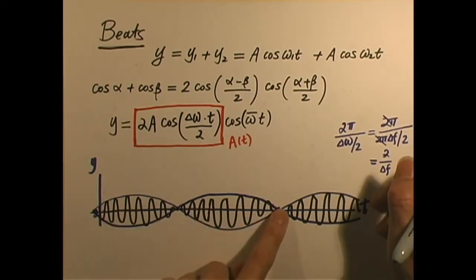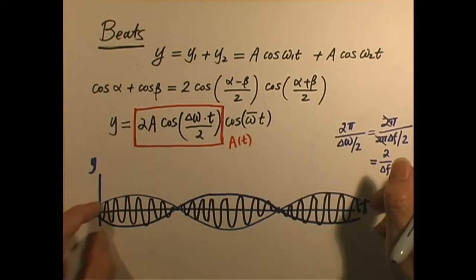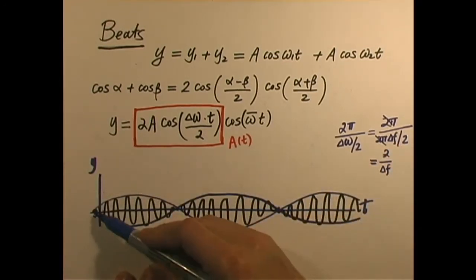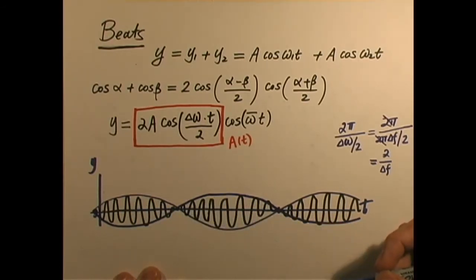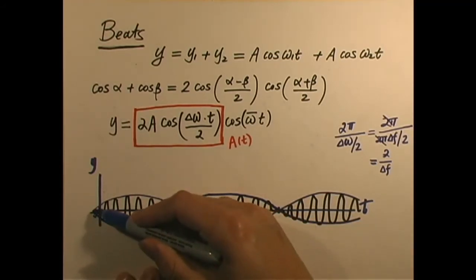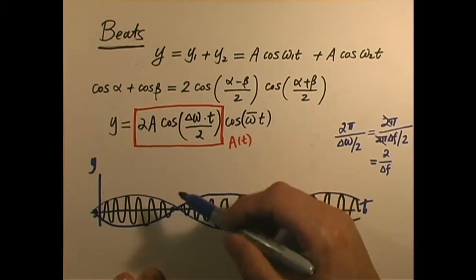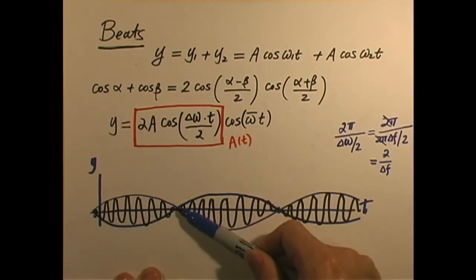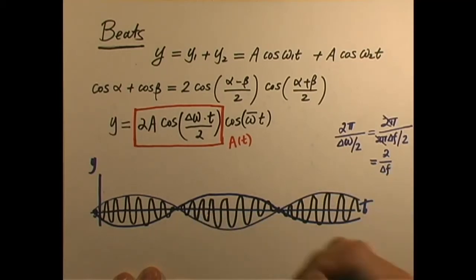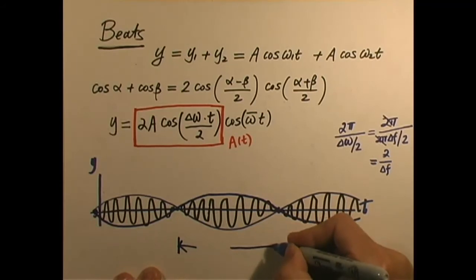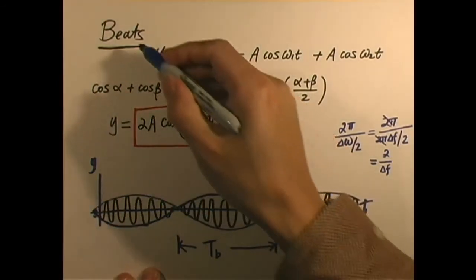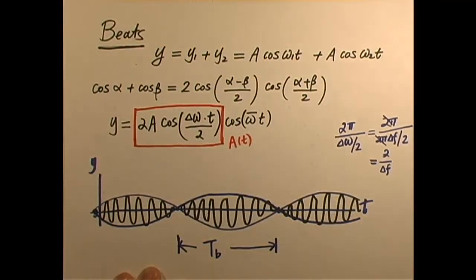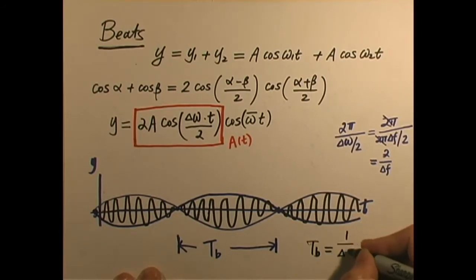But going from here to there, our ears have experienced 2 cycles of variation in intensity, right? Here we hear nothing, and then strong, and then weak, and then strong, and then weak. Now, if we are looking for the time it takes for the intensity that we hear to repeat one cycle, then that is half of that time. The time for the intensity to vary one cycle, T_B, B standing for beats, is really just half of this time. So T_B equals 1 over delta f.